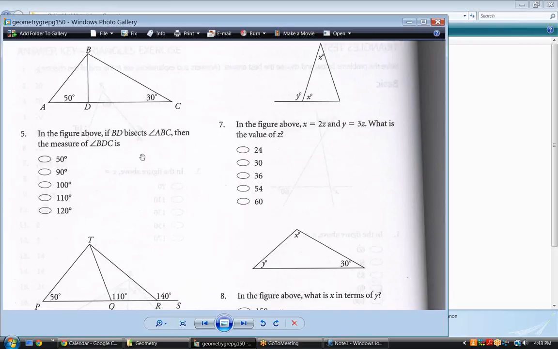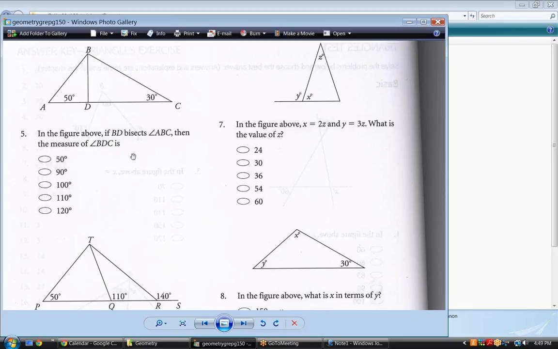Do you know what bisects means? No, not really. It splits the angle. In other words, whatever this angle here is, BD bisects angle ABC. So if angle ABC was 100 degrees, this would be 50, that would be 50. Okay, so that's what bisects means.